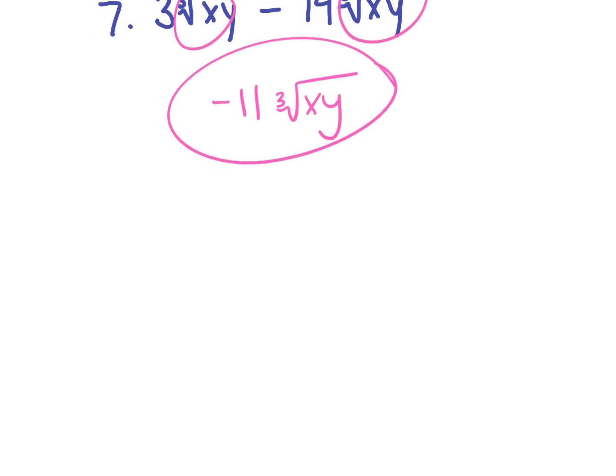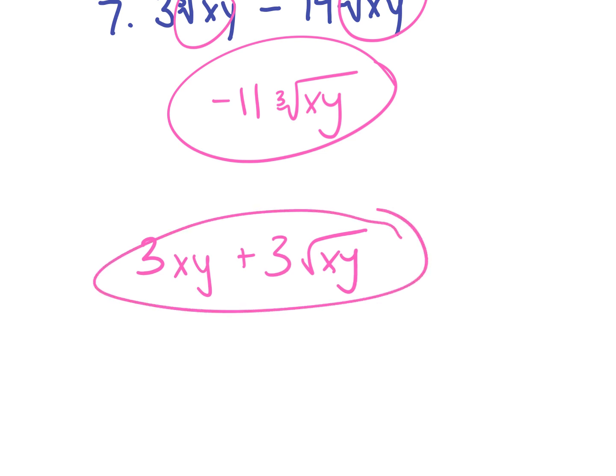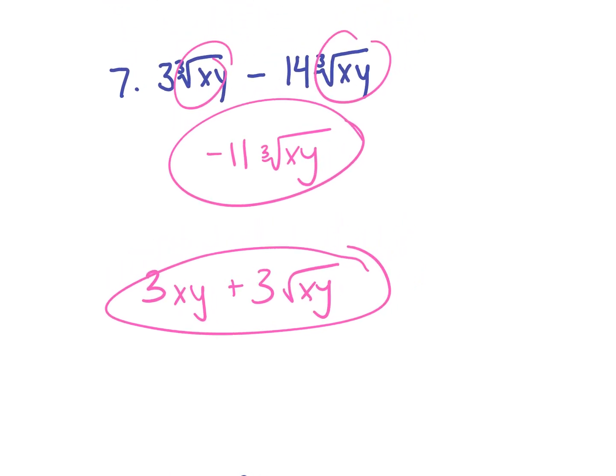What if they were different? What if I had the 3 times the cubed root of xy plus 3 times the square root of xy? Could I add these together? No. So this would be as simplified as it can go. So you can only combine them when they are the same variable part.